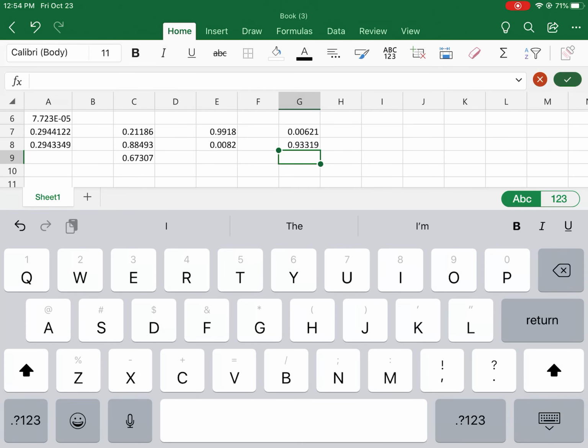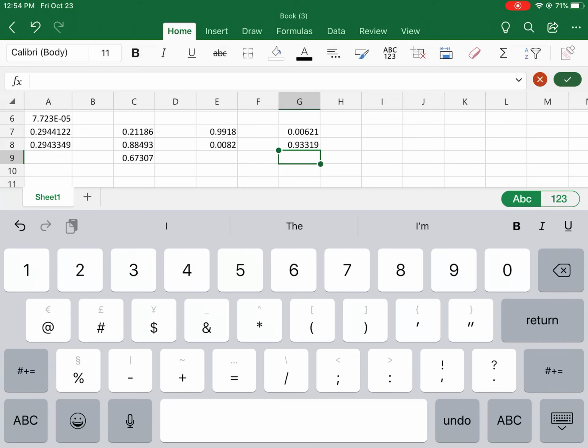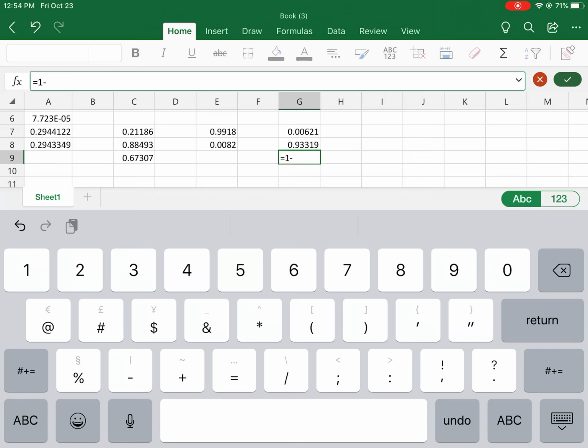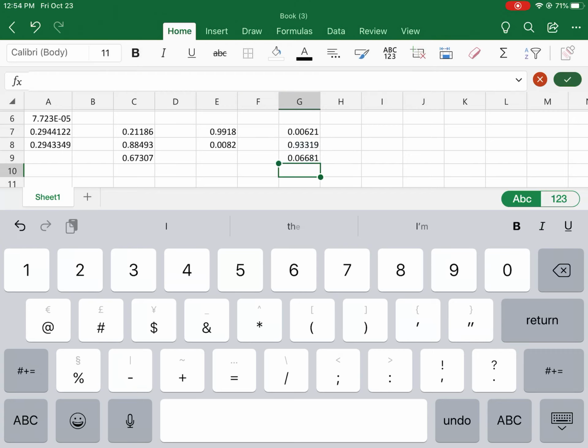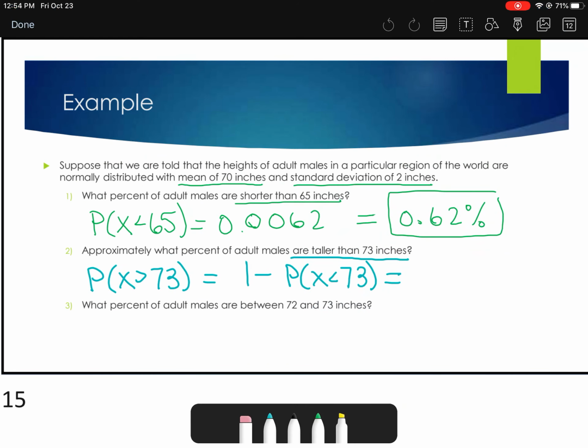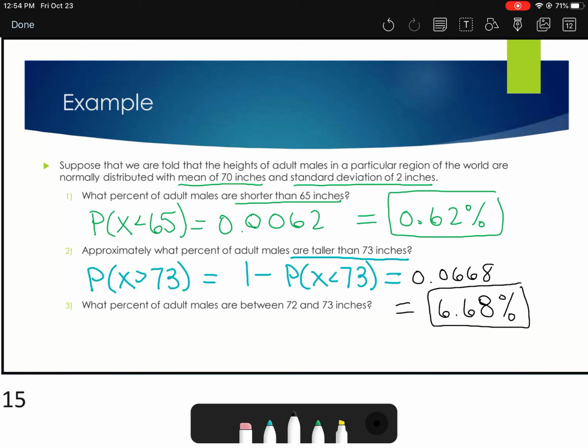But remember, whoops, I got ahead of myself there. That read it to the left, but I want taller than, so I have to do 1 minus. So equals 1 minus, and again, cell reference it, so hit enter. So I get 0.06681, so that'd be 0.0668. Okay, and then that would be 6.68%.